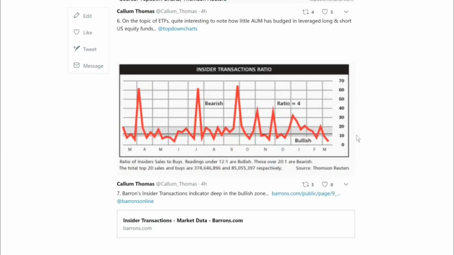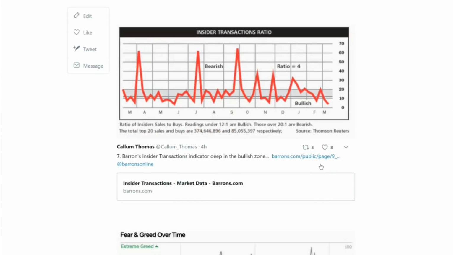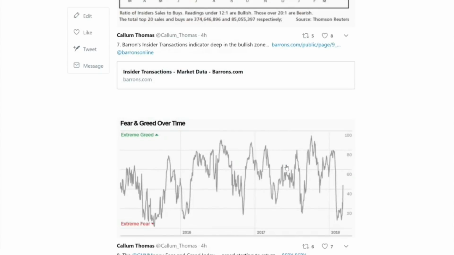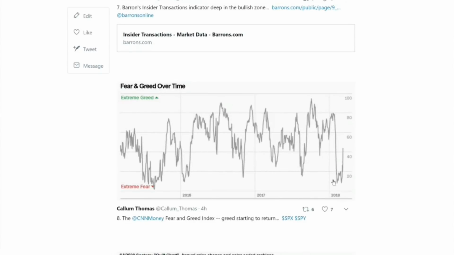And on to the next one, insider transactions ratio. Not really much to say about that, except that it's in the bullish zone, and again, that's kind of lining up with the overall tone of what we're looking at this week. Click the link there if you want more detail. And the fear and greed index from CNN Money has gone from extreme fear and is moving back to greed.